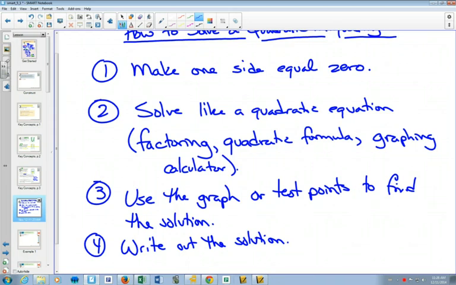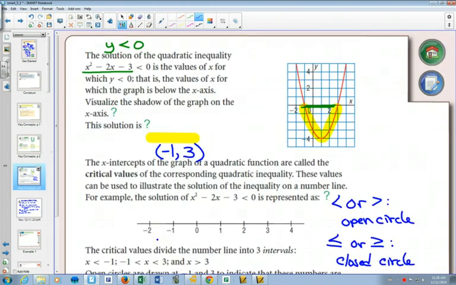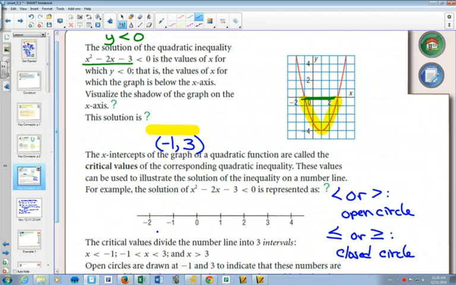I'll show you what test points mean so that you can use that as another option if you don't want to use the graph. However, I do find that the graph works really well. And then finally, you're going to write your solution. Okay, a couple of things also that I wanted you to highlight from the section before.